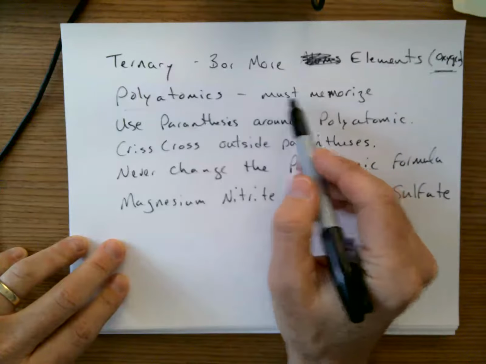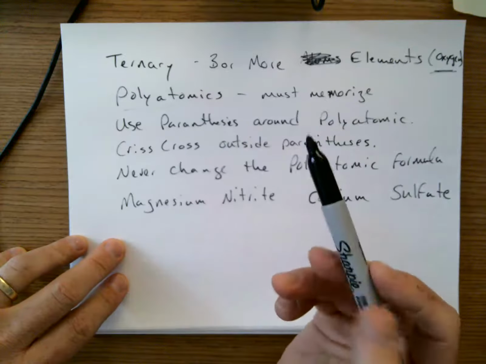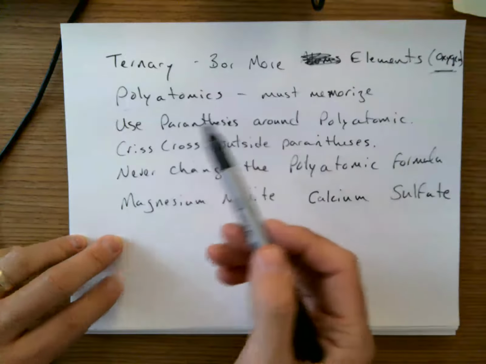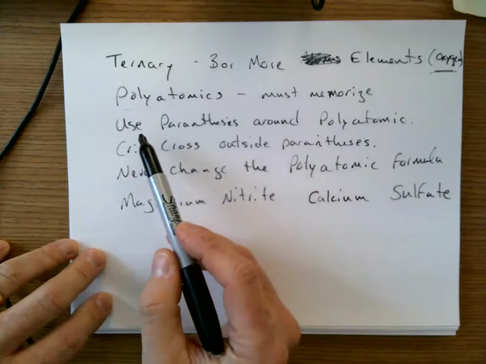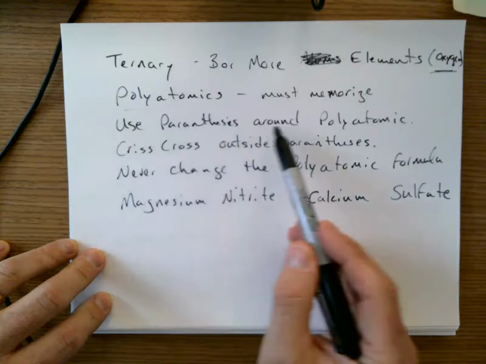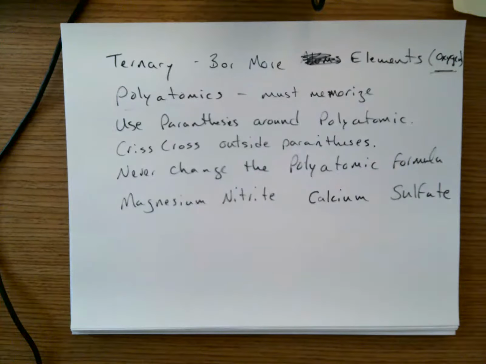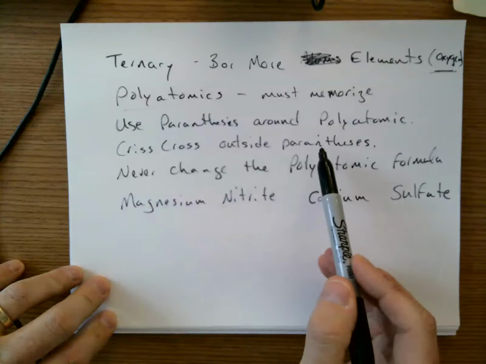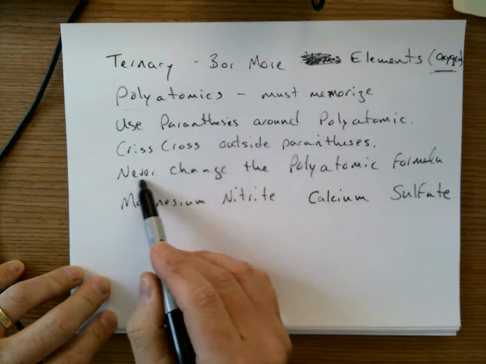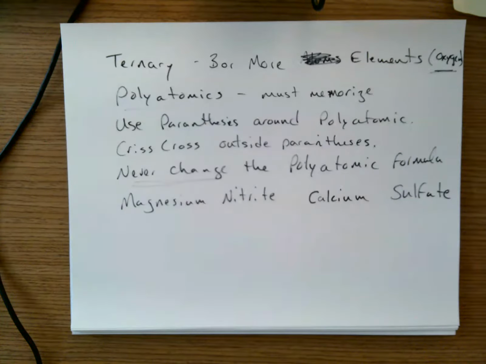So you really have to just memorize the names, the formulas, and the symbols, oxidation states for these polyatomics. You do have a list on your Schoology website of the ones that you need to memorize. There are tons of them, but we only need to memorize certain ones. We're going to use parentheses around those polyatomics to make sure that they stay together, that we don't mess up that formula. When you crisscross, you're going to go outside the parentheses. You're never going to change the polyatomic formula.